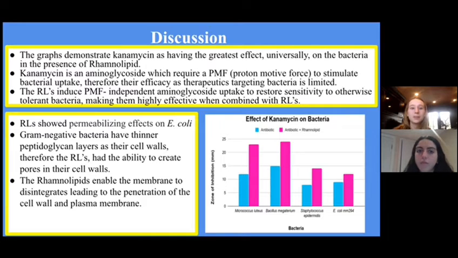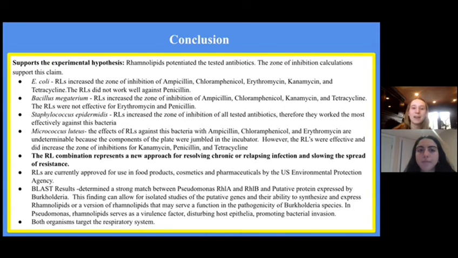The study we used for reference from the University of North Carolina conducted their experiment with gram-positive bacteria and not gram-negative bacteria. E. coli was a gram-negative bacteria, and our experiment shows that rhamnolipids had permeabilizing effects on E. coli as well. Gram-negative bacteria have thinner peptidoglycan layers as their cell walls, but rhamnolipids had the ability to create pores in their cell walls as well. The results of our experiment ultimately support our experimental hypothesis.